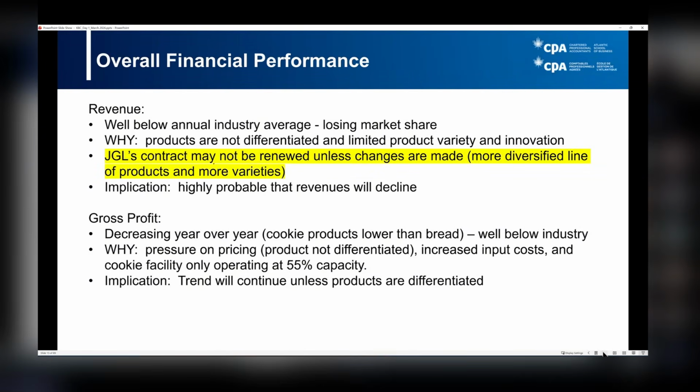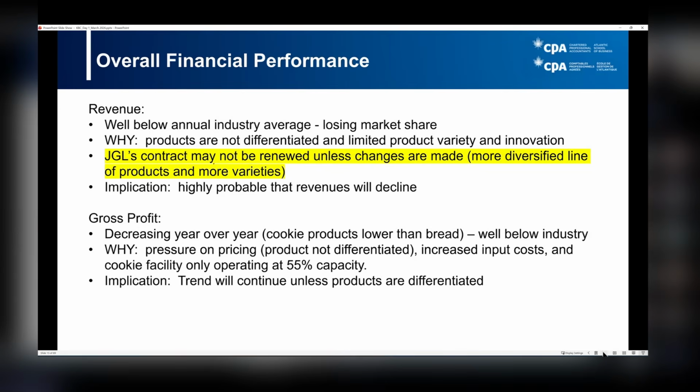Gross profits, they're declining year over year, and they're well below industry benchmarks. Why? Because there's pressure on pricing. Their products are not differentiated, so they have to reduce their price. Plus there's an increase in input costs.